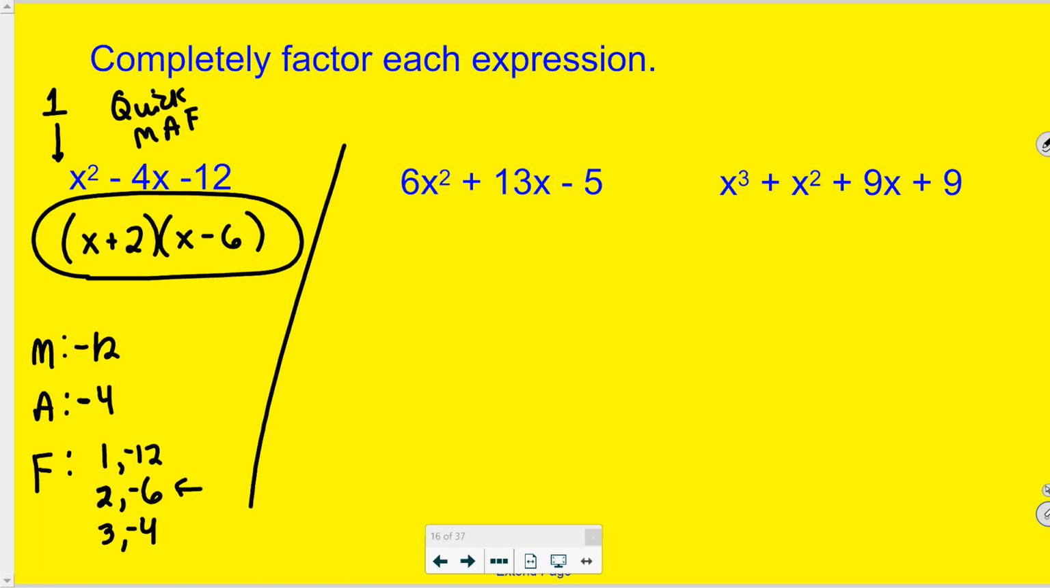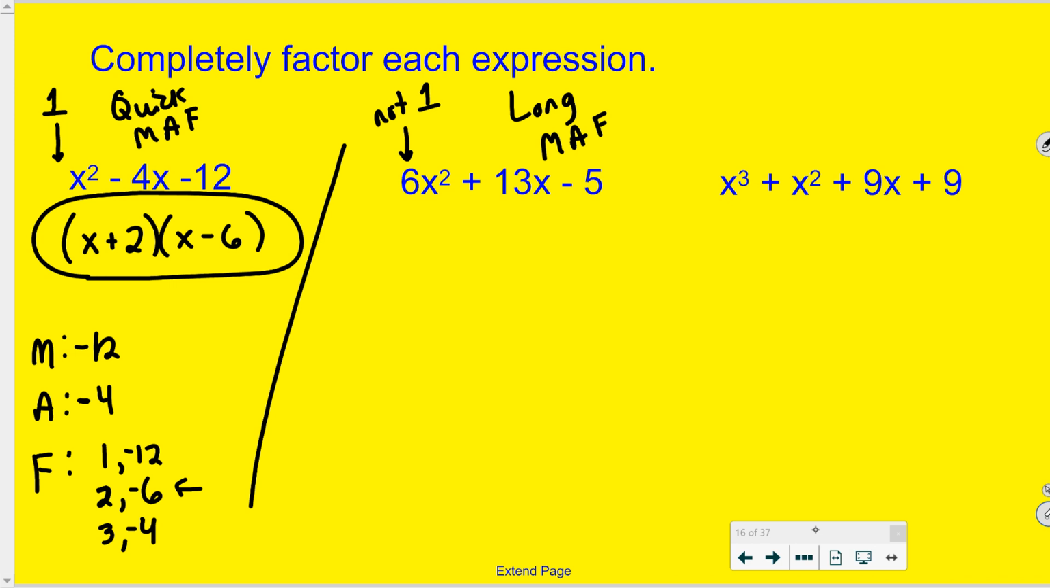The next one, this is not 1, which means this is more of that long MAF approach, which is going to require us to essentially break it into 4 terms and create a grouping situation out of this. We still are going to start with MAF. What you need to do is multiply the A and the C values together to get your multiplies to number. It's not just -5. That 6 in front of the x squared has to play a role in it as well. Then we're going to find our pair of numbers.